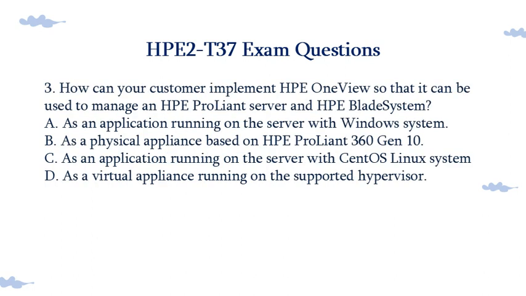3. How can your customer implement HPE OneView so that it can be used to manage an HPE ProLiant server and HPE BladeSystem? A. As an application running on the server with Windows system. B. As a physical appliance based on HPE ProLiant DL360 Gen10. C. As an application running on the server with CentOS Linux system. D. As a virtual appliance running on the supported hypervisor.